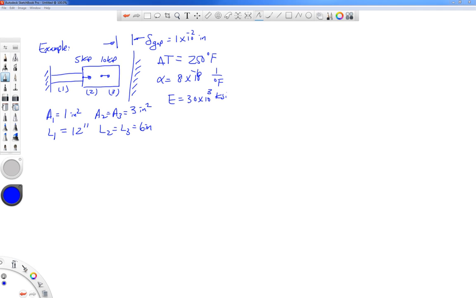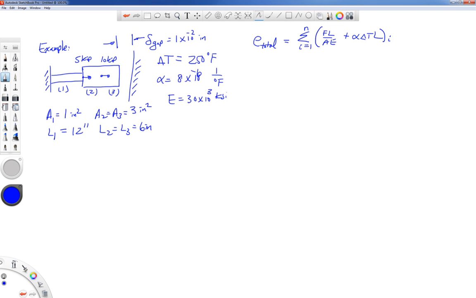All right, so the way I'm going to write this down, let me write it over here, is the total deformation. For the entire structure, it's going to be the summation, in this case from 1 to 3, but in general, depending on the number of pieces that you have, of the mechanical deformation plus the thermal deformation: FL over AE plus alpha delta TL.